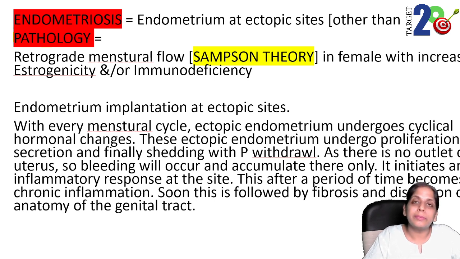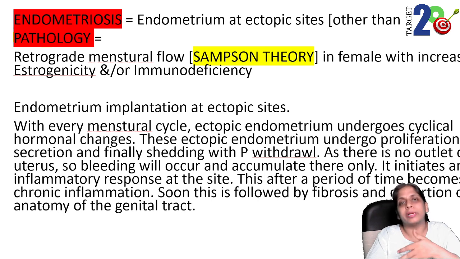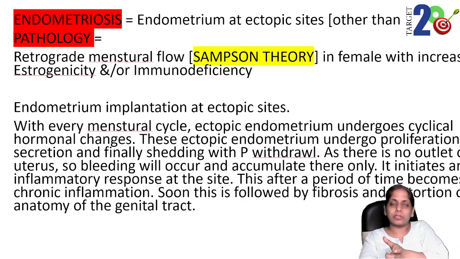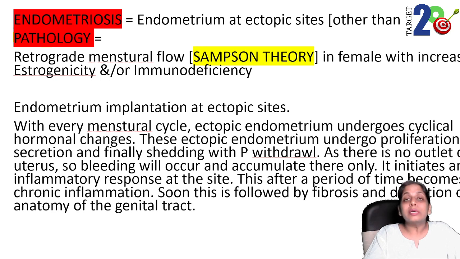Now what happens when this goes to ectopic sites? When it goes to the ectopic sites, this endometrium undergoes the same hormonal changes which the endometrial cavity endometrium is undergoing. And what hormonal changes is it going through? In the starting 14 days of the cycle, this ectopic endometrium will also undergo proliferation. In the last 14 days of the cycle, it will undergo secretory changes, and then at last this endometrium will shed and bleeding will occur.